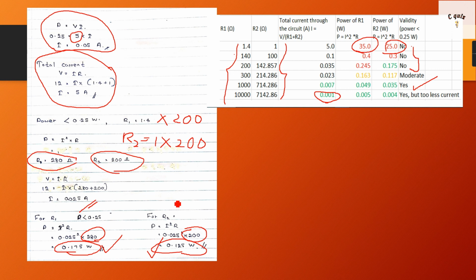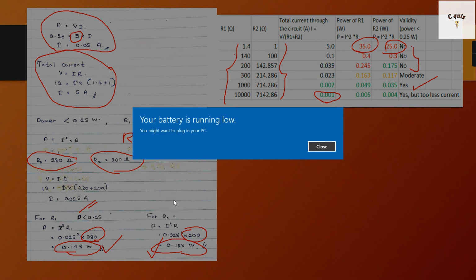So this is the way we are going to solve this kind of question. The main important thing is the voltage divider method. So this is the very important thing. I think you got the point. If you have any doubt, please comment.